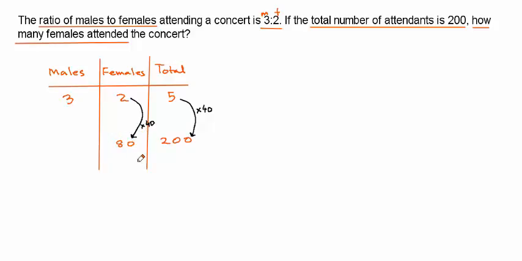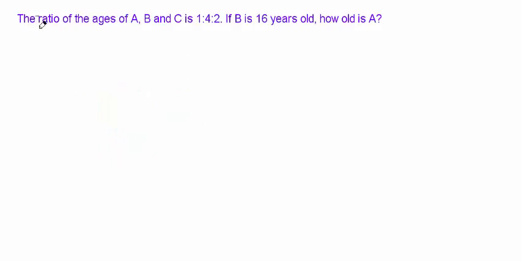Let's look at another one. The ratio of the ages of A, B and C is 1 to 4 to 2. If B is 16 years old, how old is A? So this is for A, this is for B, and this one's for C.